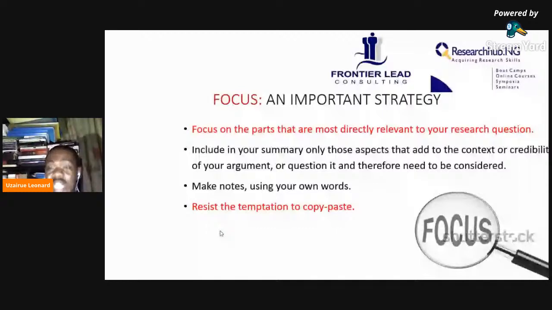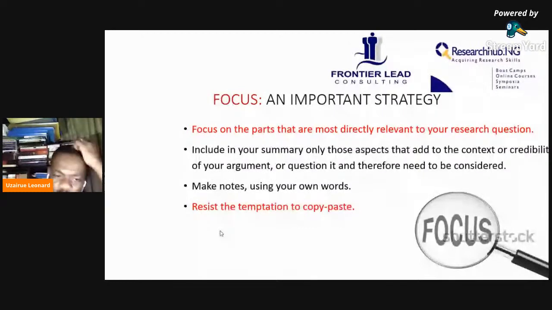Not agreeing with your line of thought does not mean that you will leave out that aspect. That is part of it. There are studies that support your argument, and there are some that do not support your argument. Your ability as a researcher to find a reason why this may not support my argument is what makes you a good researcher, and therefore it needs to be considered. Very, very important.